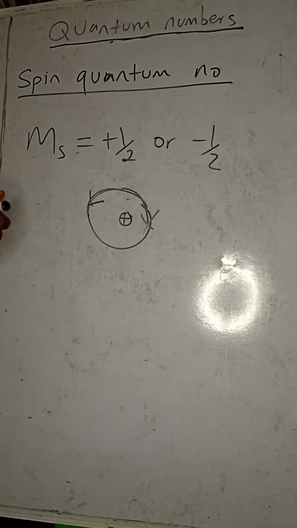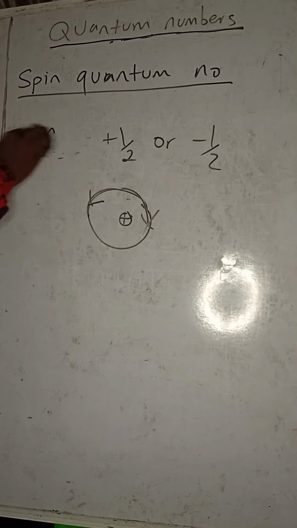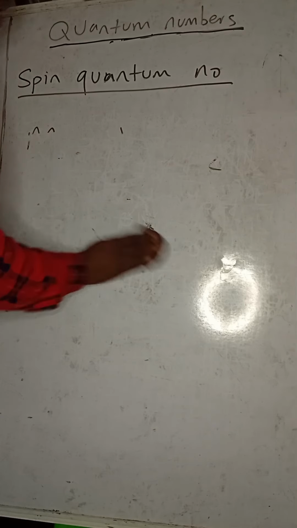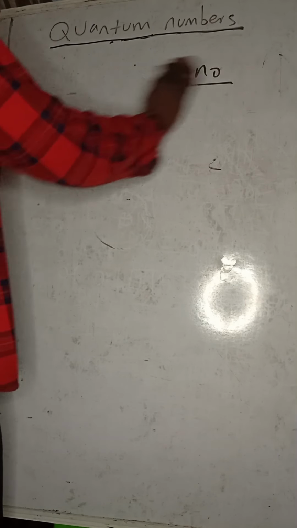If one is plus half, the other is minus half. So that's the spin quantum number. It tells me direction. So I can quickly treat some questions on this topic. I'll treat one or two questions.